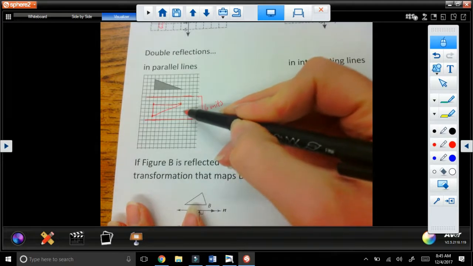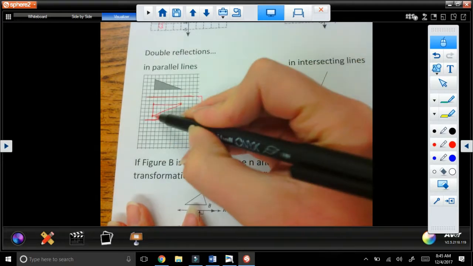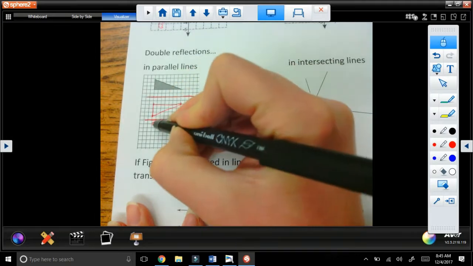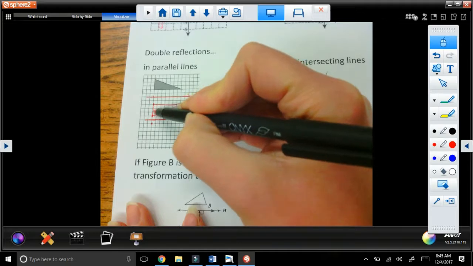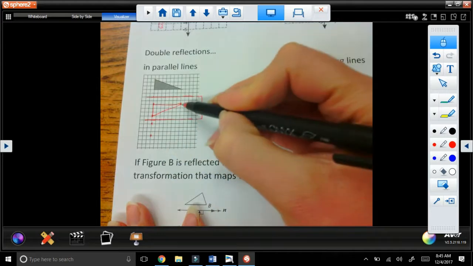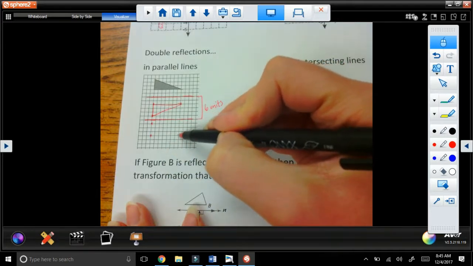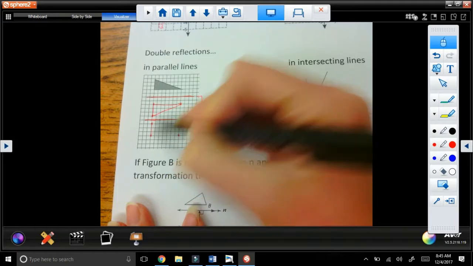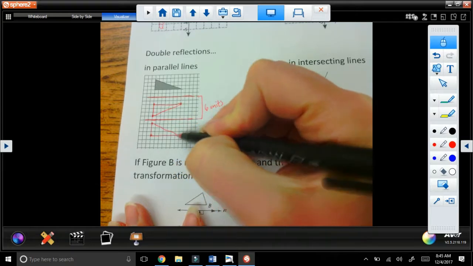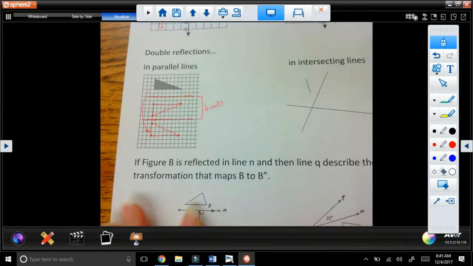Then if I take this one and reflect that again over these parallel lines, this is only 1 unit away. This one here, 1, 2, 3, 4. So that same distance. And 4 units again, that same distance. My overall end result after those 2 reflections in those parallel lines ends up being the same as if I would have just translated this.